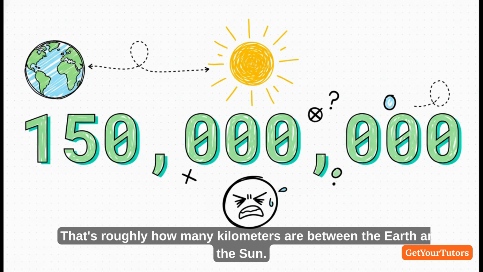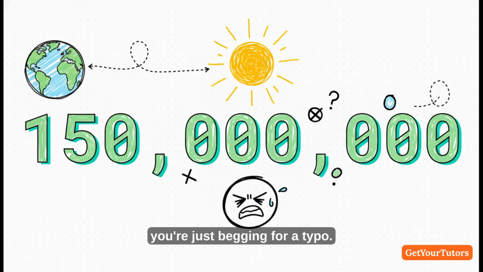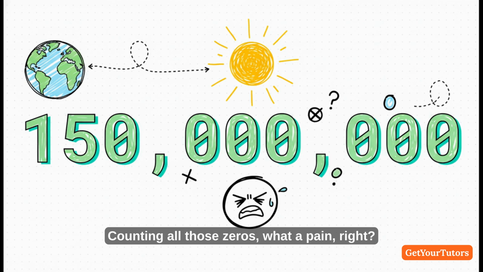Just look at this thing. That's roughly how many kilometers are between the Earth and the Sun. It's a beast of a number, it's awkward, and let's be honest, you're just begging for a typo. Counting all those zeros, what a pain, right?